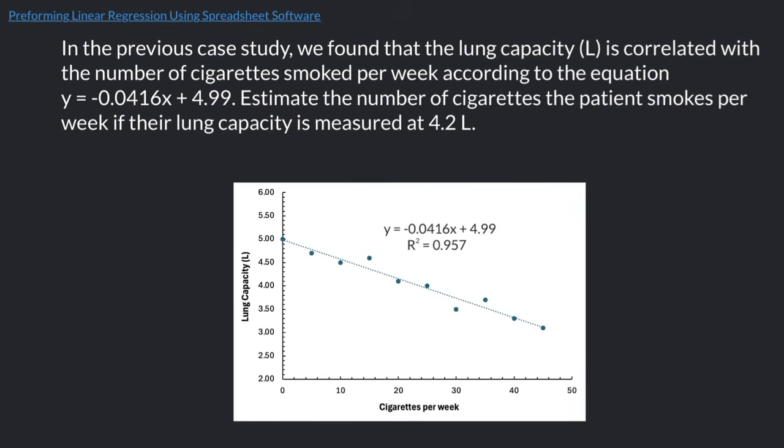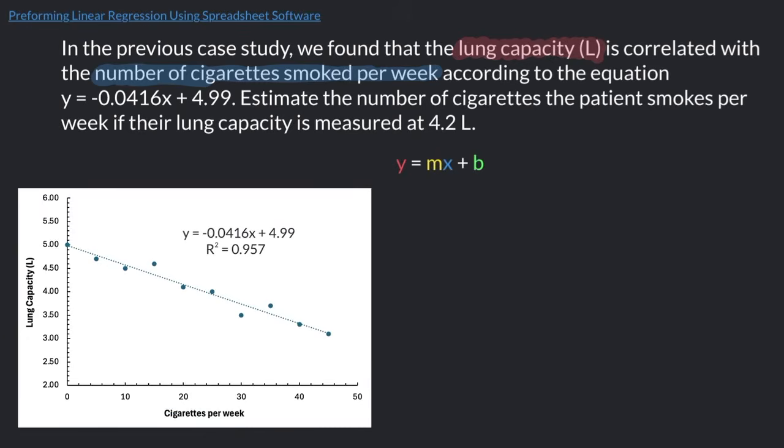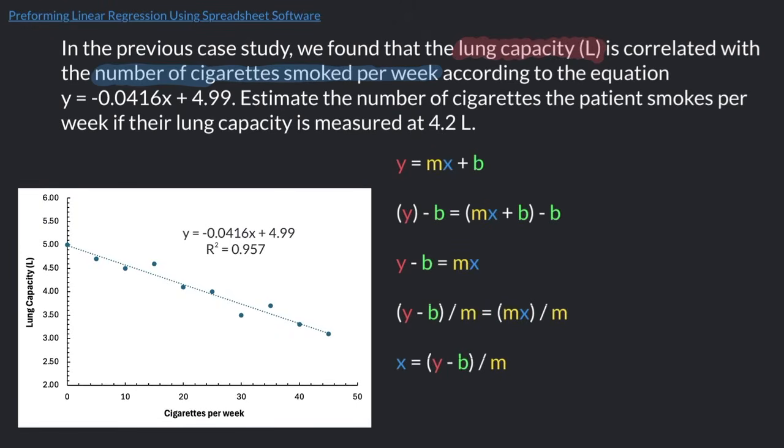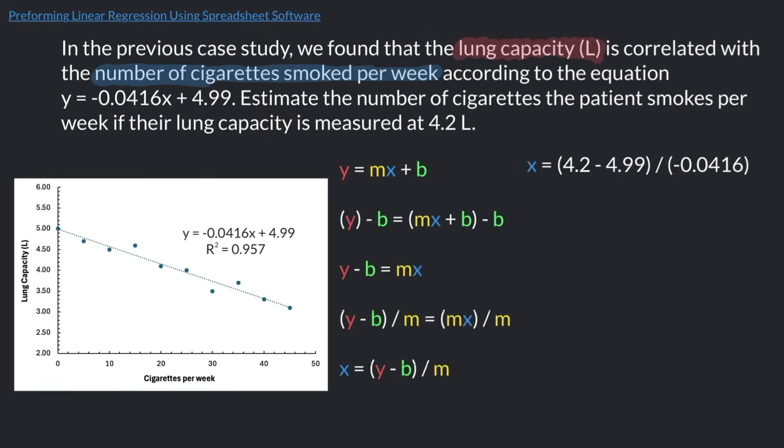In this problem, we want to predict the number of cigarettes smoked, the independent variable x, using a measured lung capacity, the dependent variable y. To do this, we can first rearrange our equation y equals mx plus b to solve for x. We can subtract b from both sides, then divide both sides by m, giving x equals (y minus b) divided by m. Next, we can plug in our known values, shown here. This calculation gives x equals 18.9, which rounds up to 19 cigarettes.